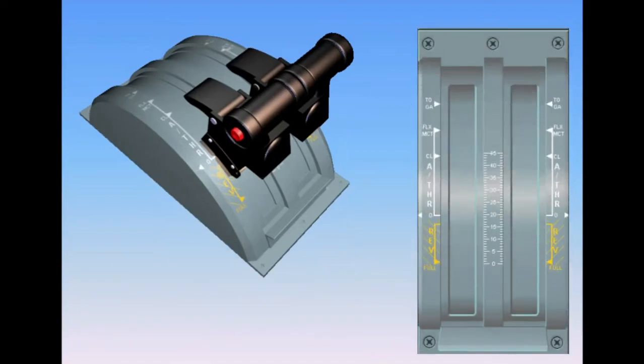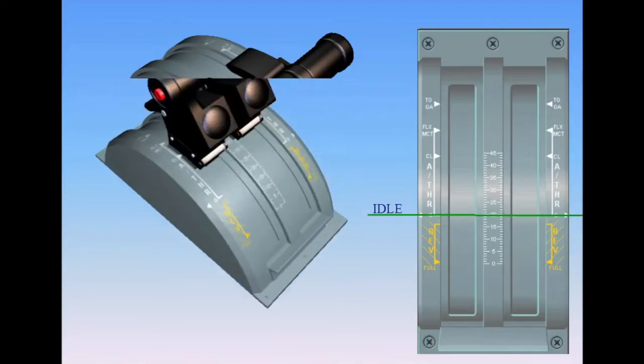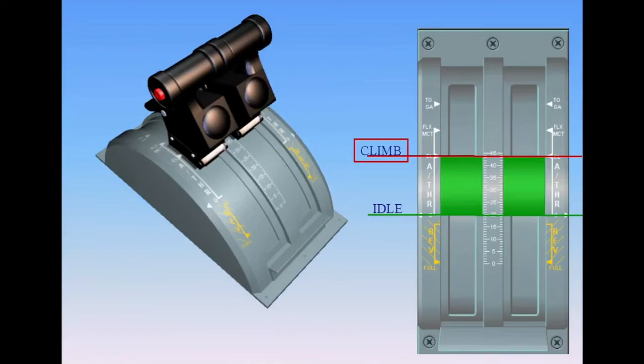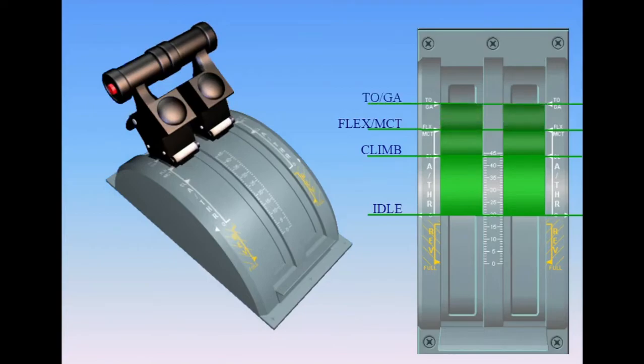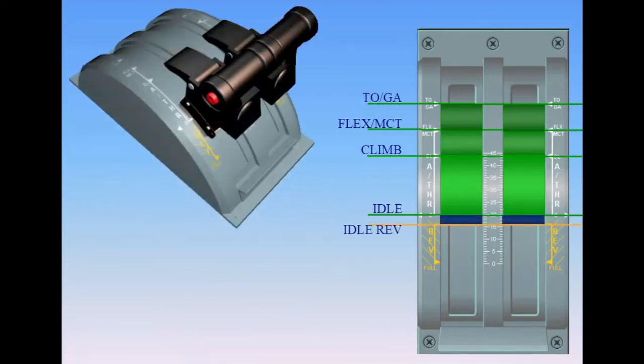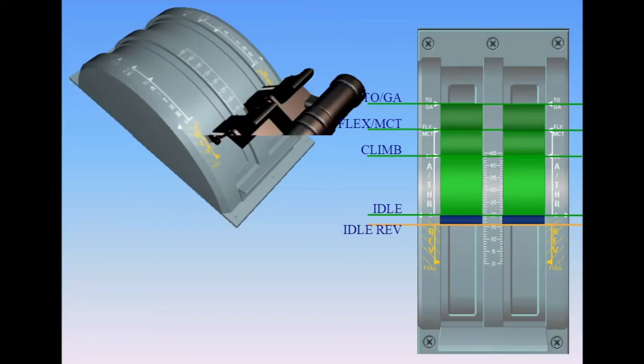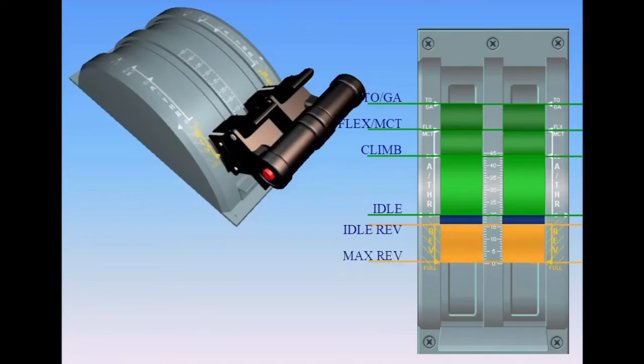There are 6 detents on the quadrant: idle, Climb for maximum climb thrust. Flex/MCT, max continuous thrust, 1 detent, serving two functions. Flex is used for reduced thrust at takeoff. MCT, max continuous thrust, is used for single engine operations. Toga for maximum takeoff or go-around thrust. Idle reverse for idle thrust when reverse is selected. Max reverse for maximum reverse thrust.